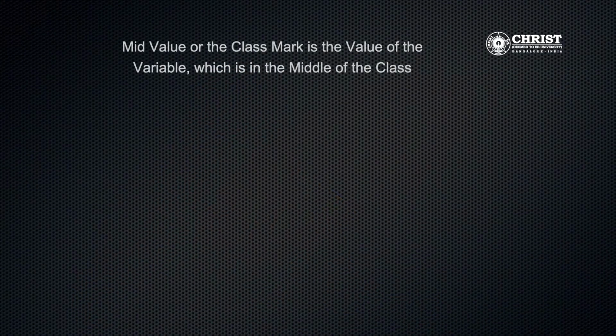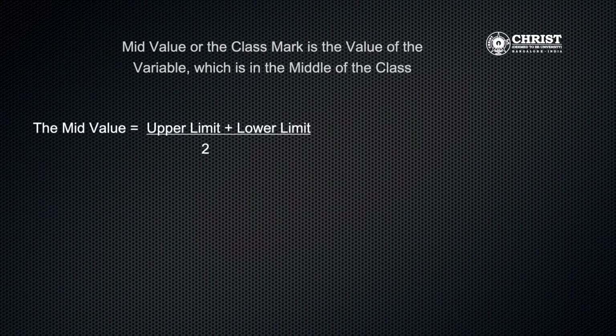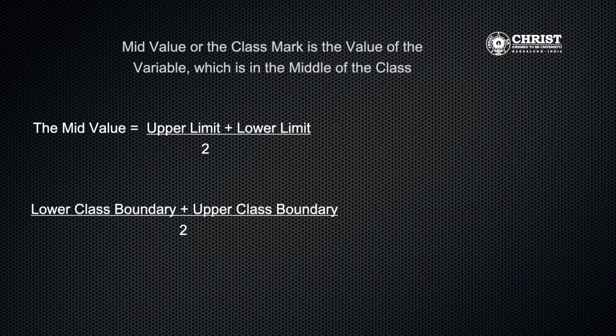Now, one more point I want to explain, mid value or class marks. This is also very important for all the statistical computations. If it's a continuous series, we will always do the computation based on mid value. Mid value or the class mark is the value of the variable which is in the middle of the class. There is an equation for that. Mid value is equal to upper limit plus lower limit divided by 2. Or, as we have learned, using the class boundaries, lower class boundary plus upper class boundary divided by 2.